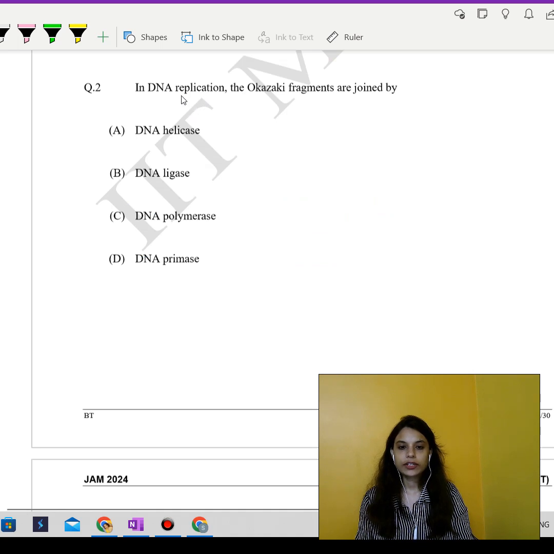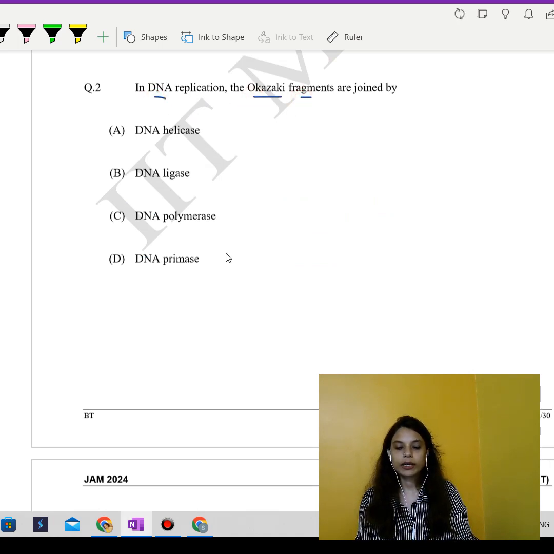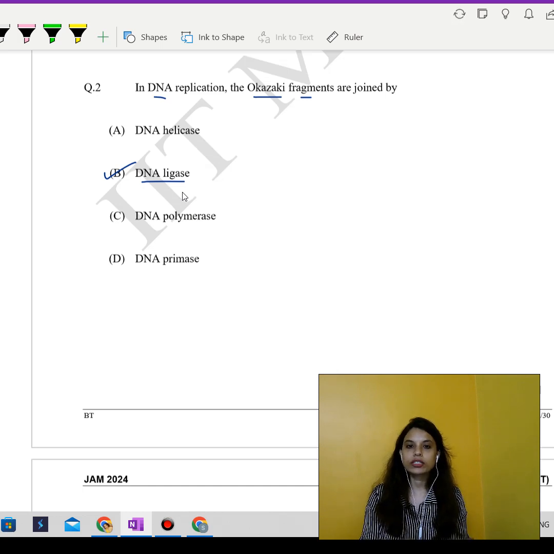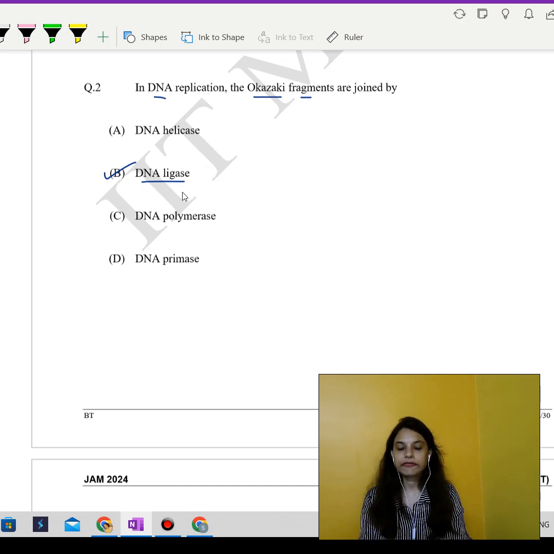Here is the second question. In DNA replication, the Okazaki fragments are joined by what? In DNA replication, the Okazaki fragments are joined by DNA ligase. DNA ligase plays a crucial role in sealing the gaps between the short, discontinuous Okazaki fragments on the lagging strand during DNA replication. So, here we are going to discuss that in detail.